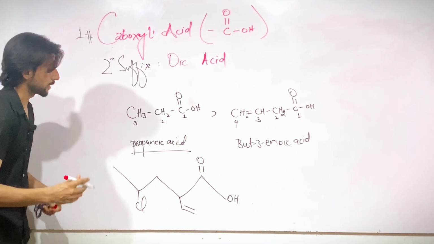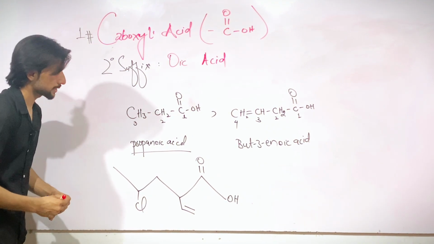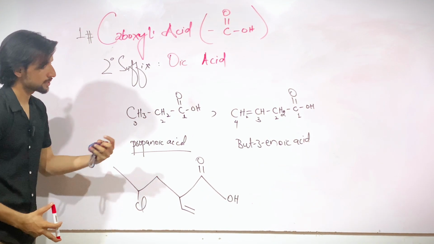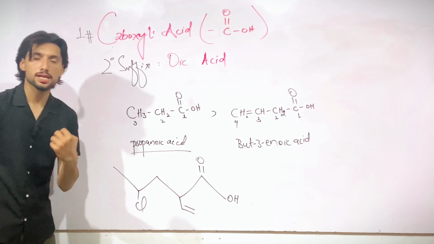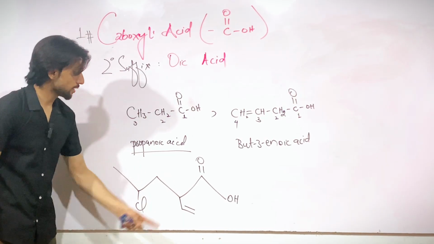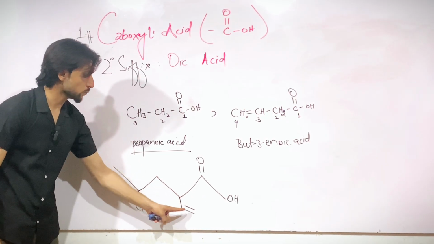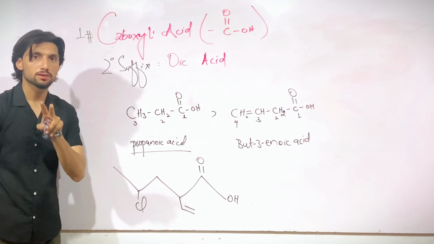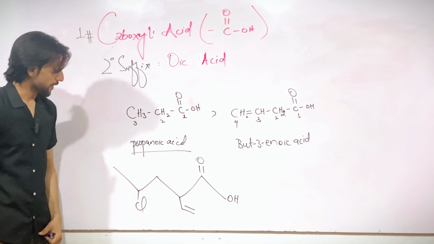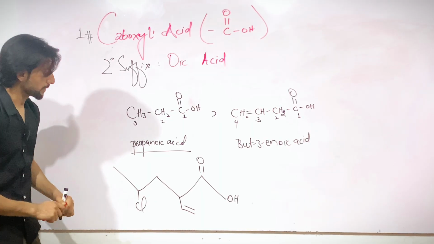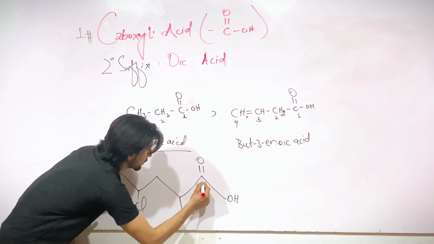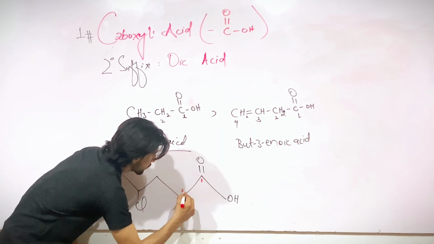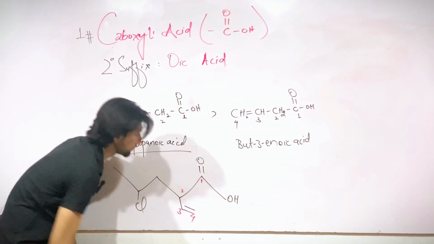Here we will take the longest chain that contains the double bond, because as discussed earlier, the double bond gets priority over the longest chain. In the previous video, the second video, we have already discussed that. So now this will become our main chain. This becomes carbon 1, 2, 3, and 4.